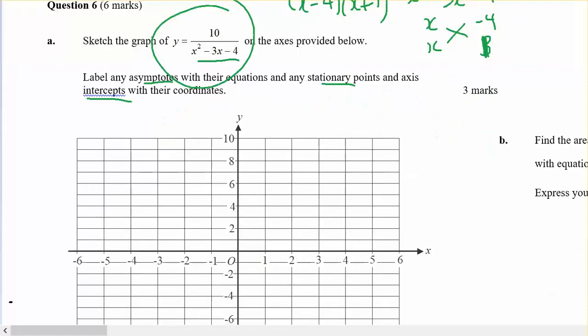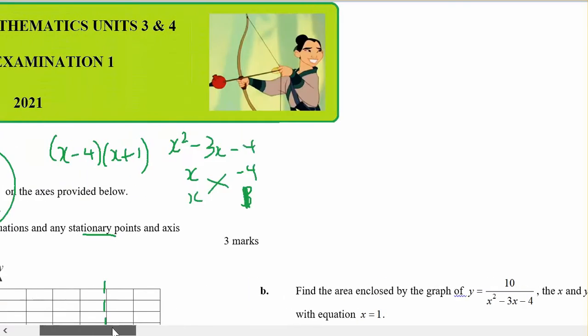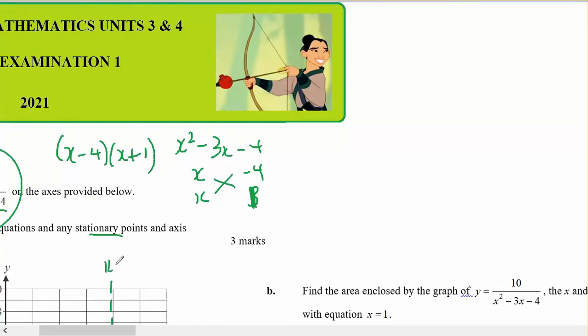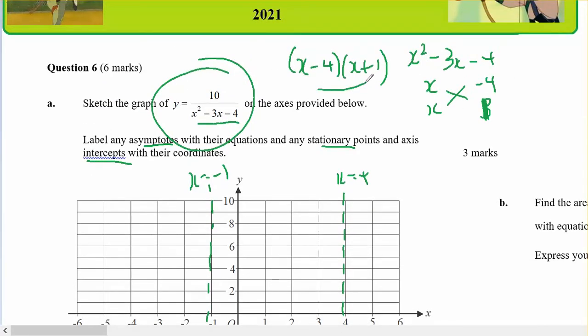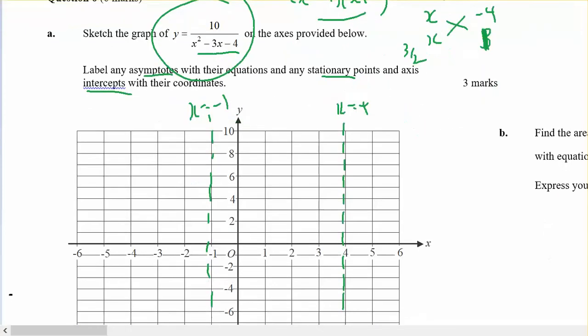I'm going to have asymptotes at x equals 4 and x equals negative 1. Which means that I'm going to have a turning point dead middle between these two numbers, which should be at 3 on 2. So somewhere dead middle I'm going to have a turning point.